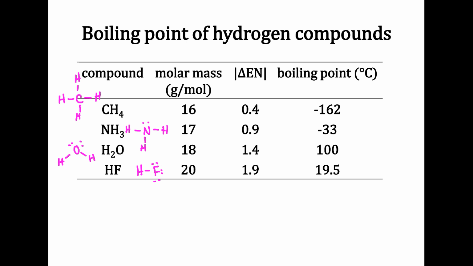So, as we look at this, we know that CH4 is nonpolar. We know that ammonia is polar. We know that water is definitely polar. And HF is polar. So, if we look at the boiling points, we would say, well, water has the strongest intermolecular force. And methane has the weakest intermolecular force right here.